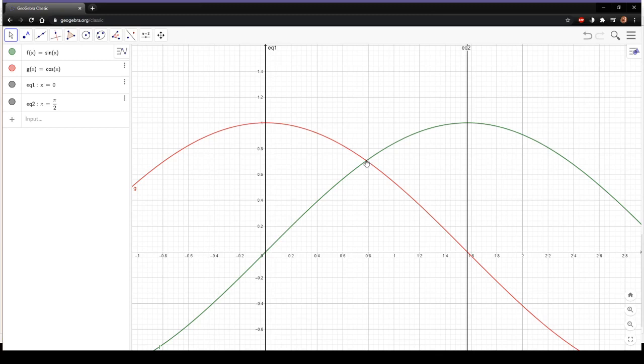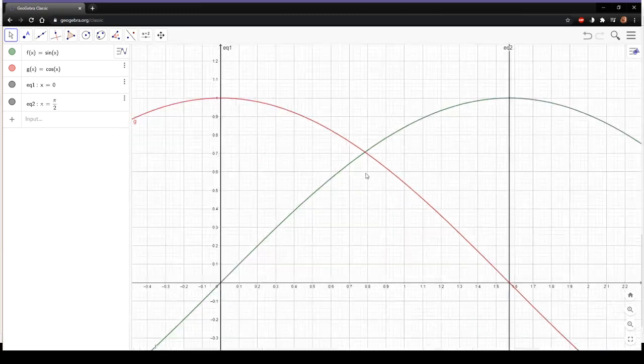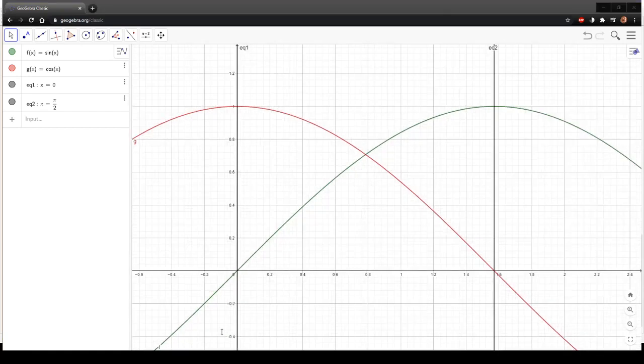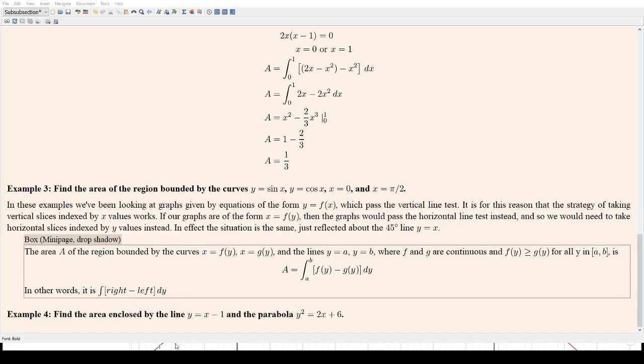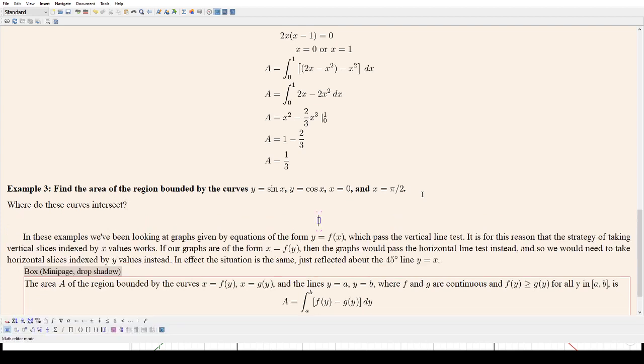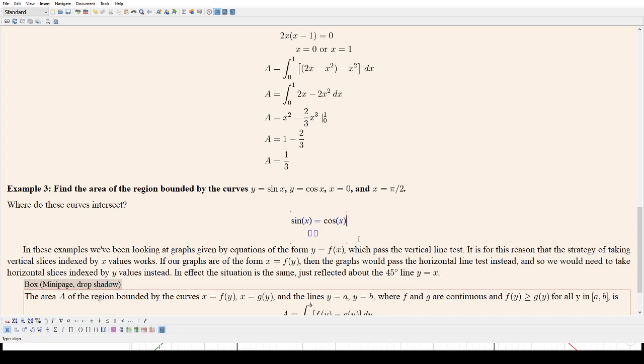Now, we do need to know where they intersect. So let's see. Where do sine and cosine intersect? And this is where having your trigonometry cheat sheet on hand might be handy. So where do these curves intersect? Well, they're going to intersect at the value of x for which sine equals cosine. Do you remember where that is? Well, it's at pi over 4.